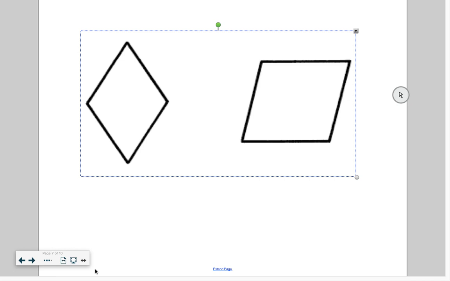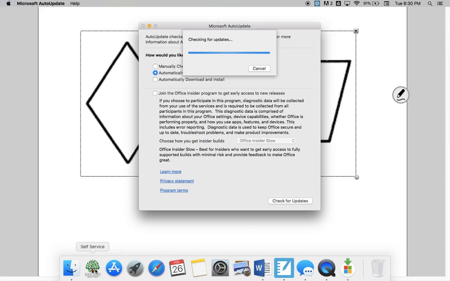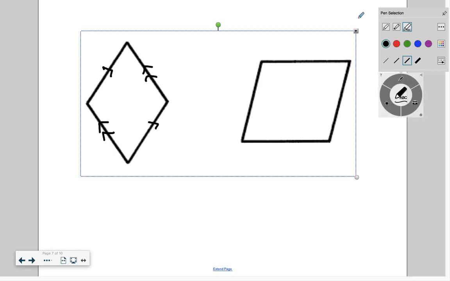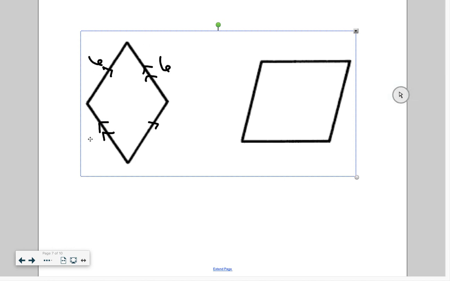All right, so remember that first characteristic we talked about, opposite sides are parallel, okay? So this side is going to be parallel with this one, and this side is parallel with this one. The second characteristic, all sides are congruent, meaning if this is 6, this is 6, this is 6, and this is 6.